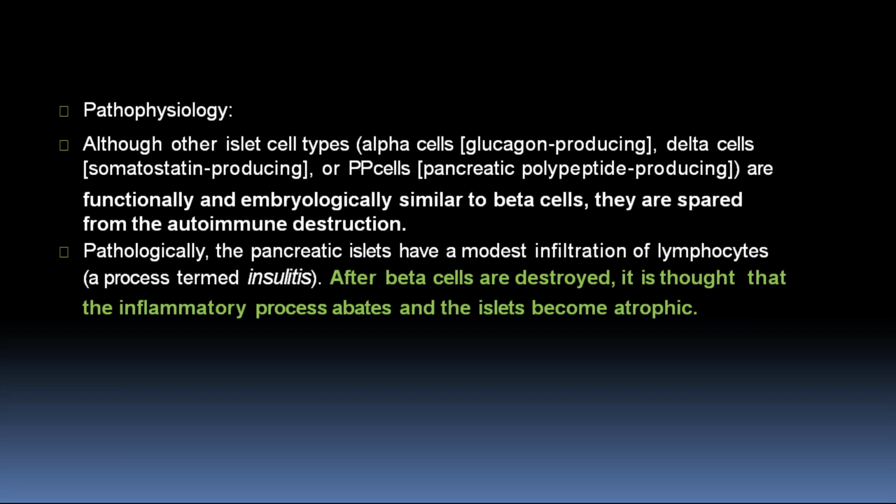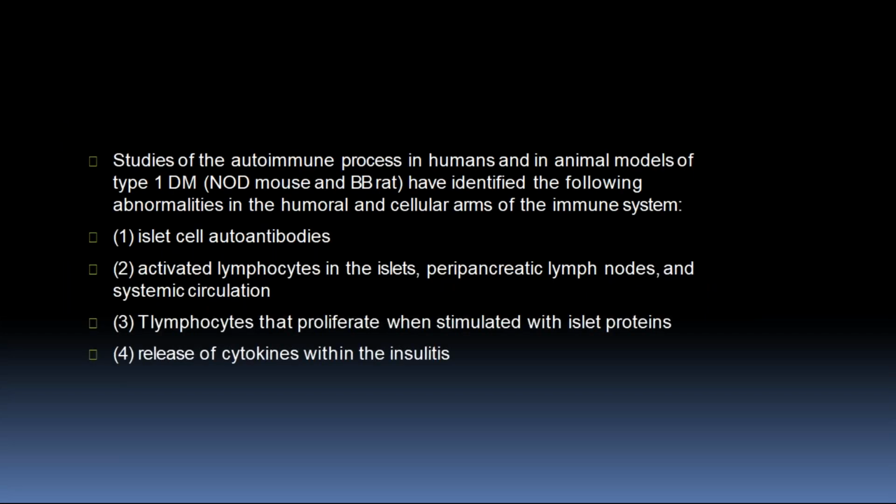So what happens here is the pancreatic islets become infiltrated with lymphocytes, and after the beta cells are destroyed, that's how the islets become atrophic. Now, studies of the autoimmune process in humans and in animal models of type 1 diabetes, which was done in mouse and rat, have identified the following abnormalities in the humoral and cellular arms of the immune system.